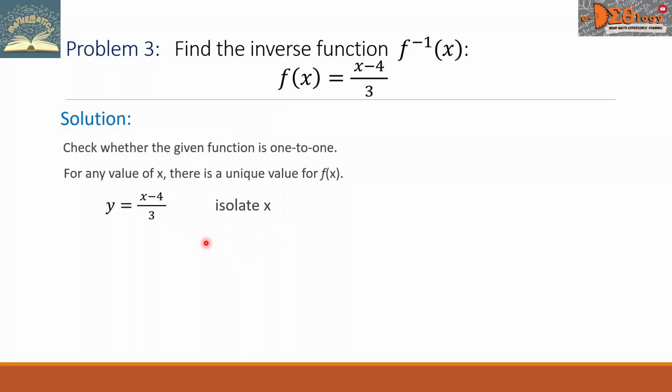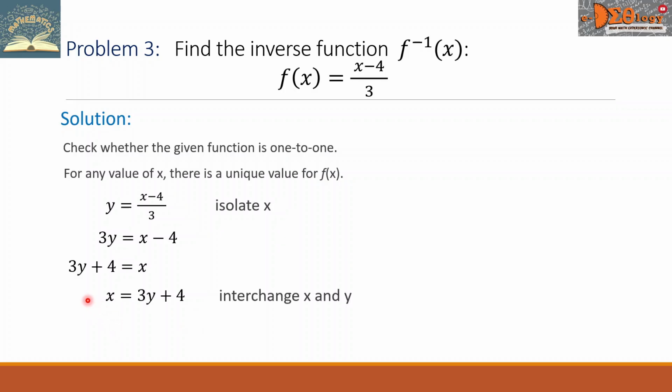From here we isolate x. For this fraction, this denominator we cross multiply to the left side. Now the left side becomes 3y equals x minus 4. Then this negative 4 we transpose to the left. So we have 3y plus 4 equals x. Now x is isolated. We just interchange the positions for x and this 3y plus 4. x comes to the left, equals the right side, which is 3y plus 4.